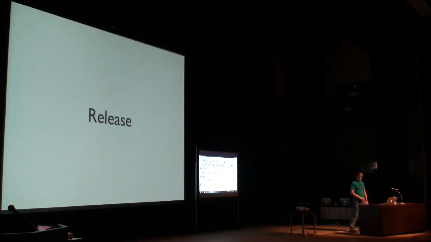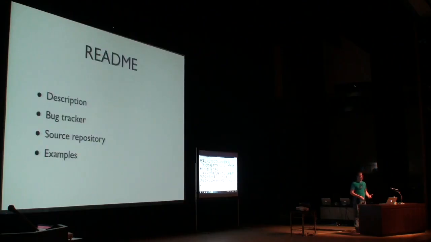And I think the part of writing libraries that seems to get the least attention is actually doing the release. When you're doing a release, you should provide a README, and you should include a description of the library, a link to the bug tracker, and a link to the source repository, so the user can either file a bug or try to fix some problem that they found. Also provide some examples to get people started with using the library.